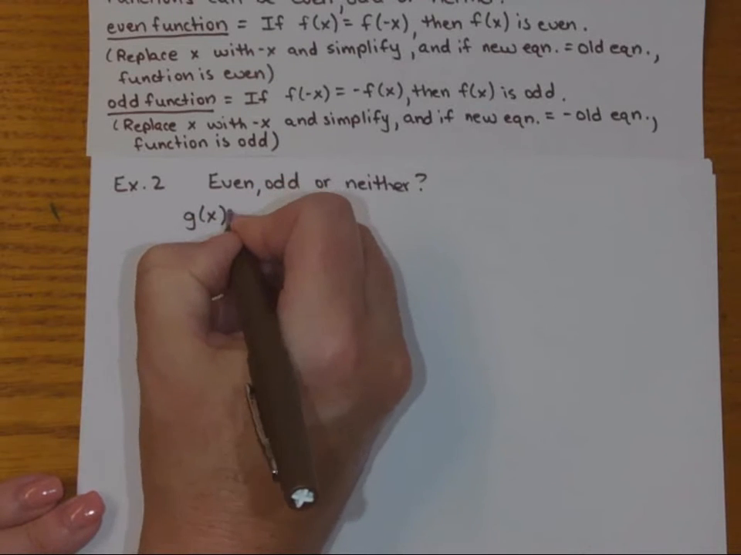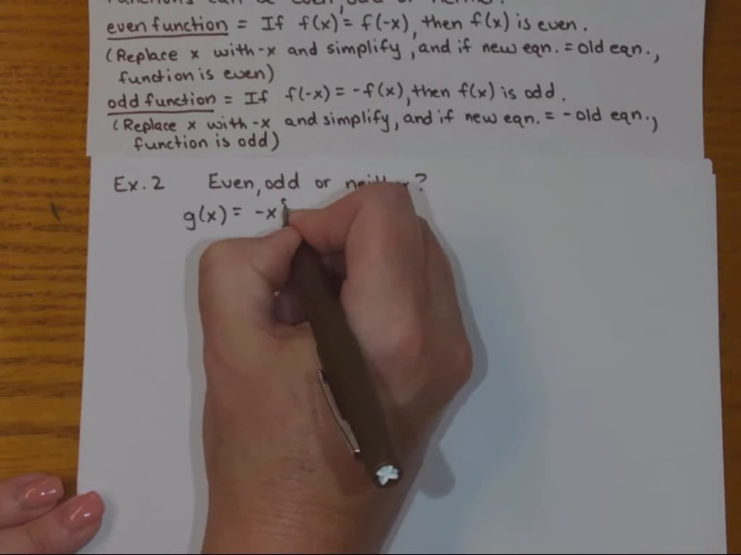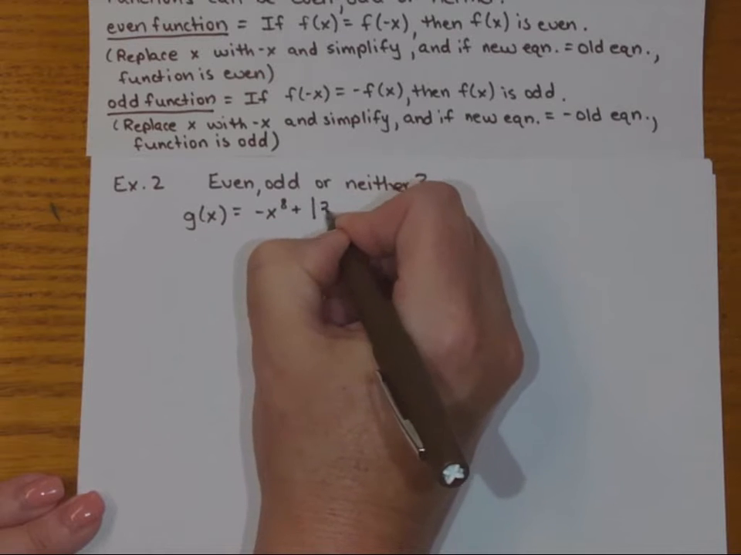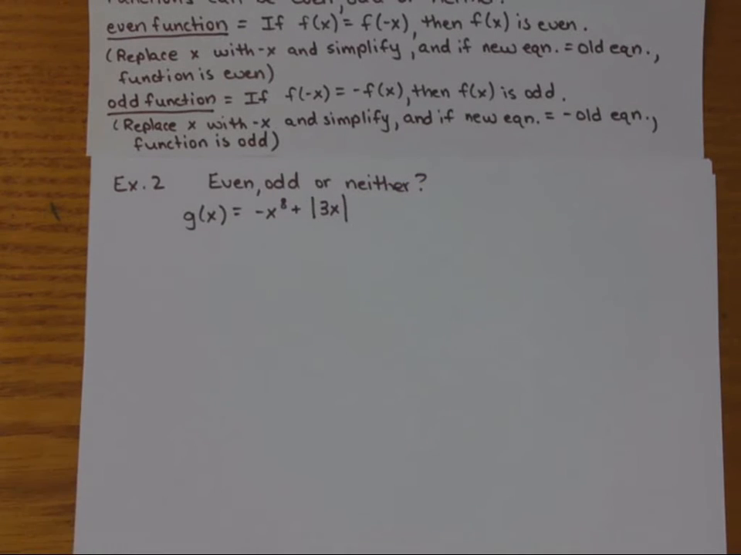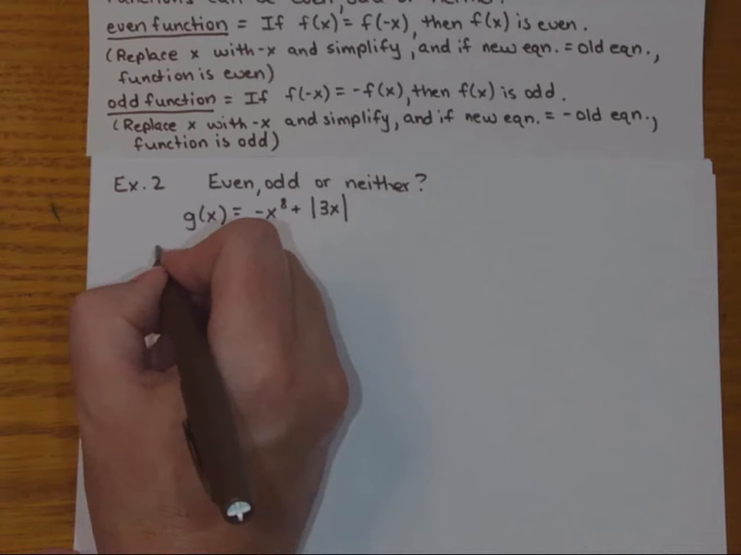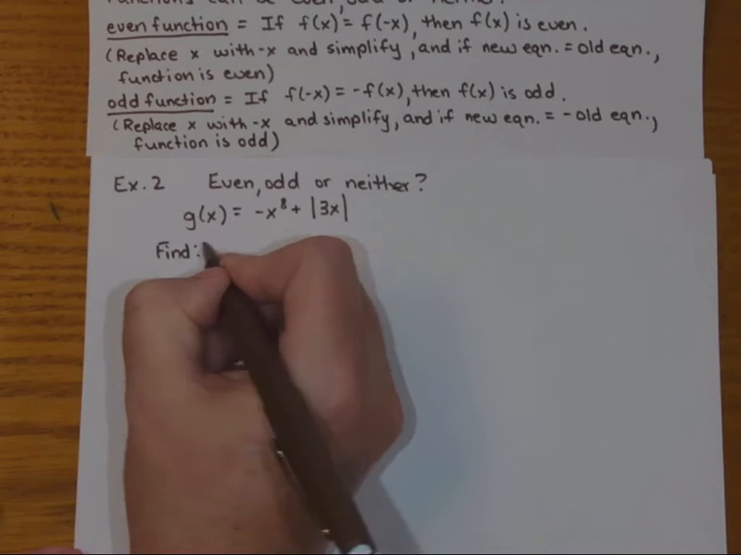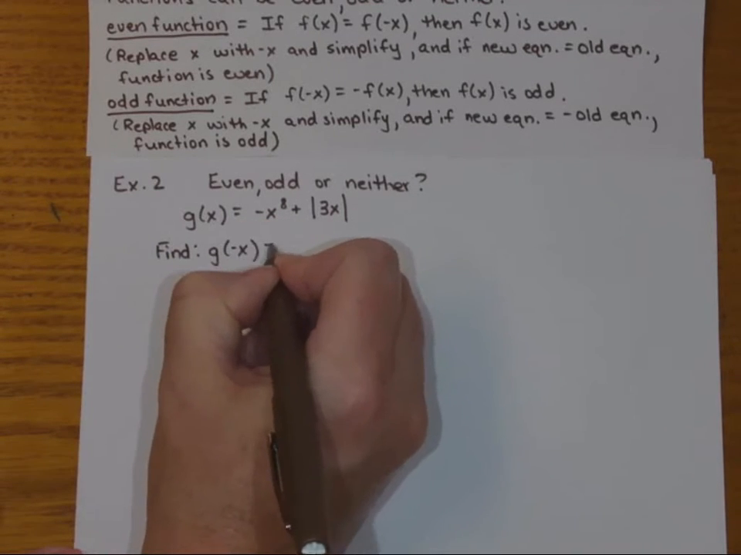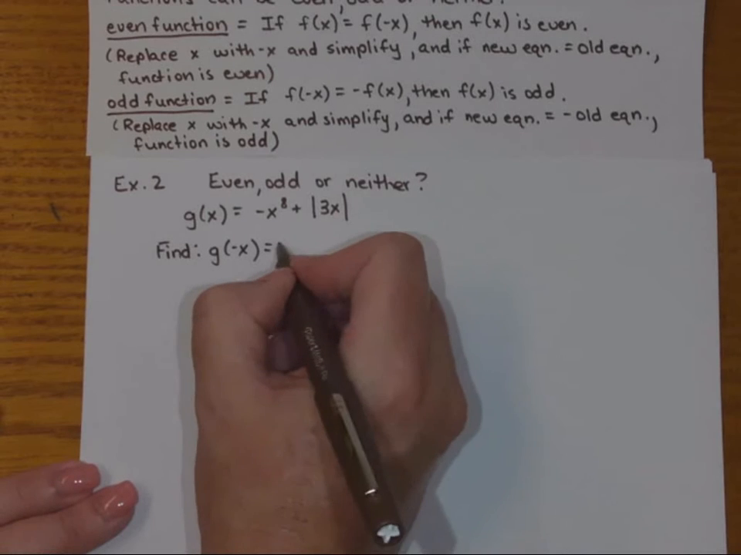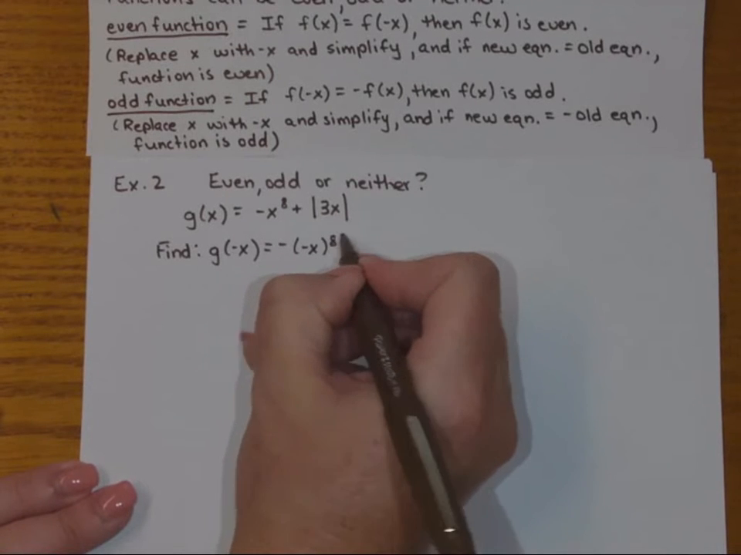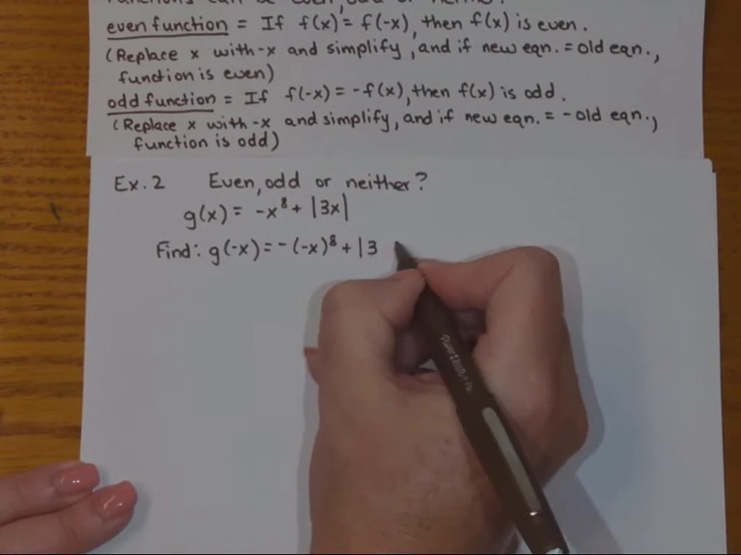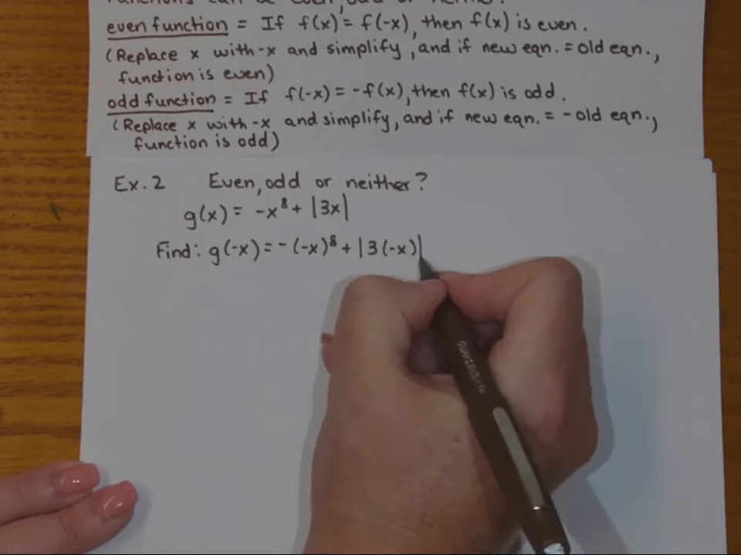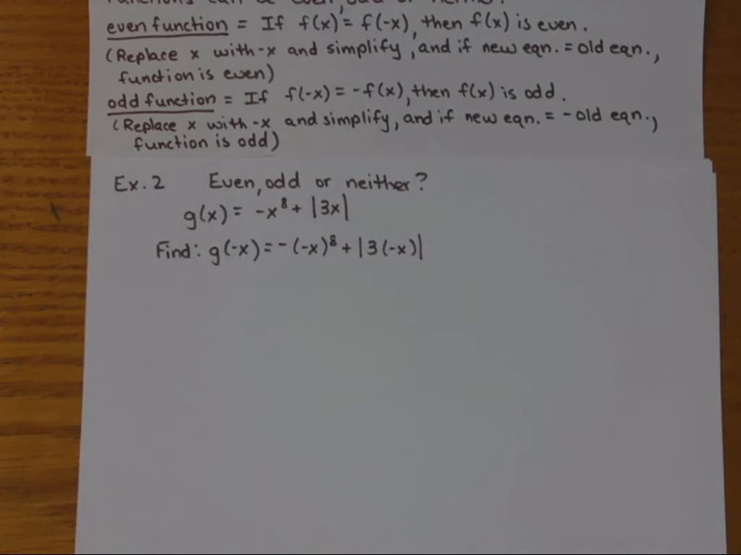All right, so let's do a function that on first glance might look a little complicated. So let's look at g of x equals negative x to the 8th plus the absolute value of 3x. Okay, so is this even, odd, or neither? That's the question. So to show this, you have to find g of negative x. In other words, replace every x with a negative version of itself. And then we want to simplify.